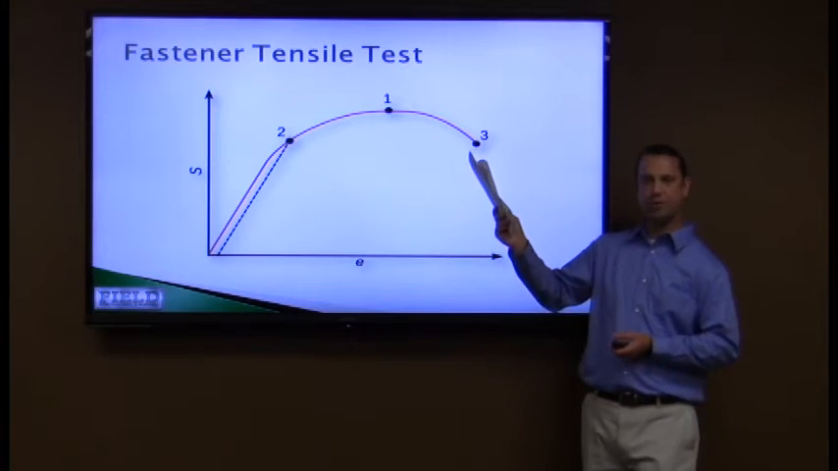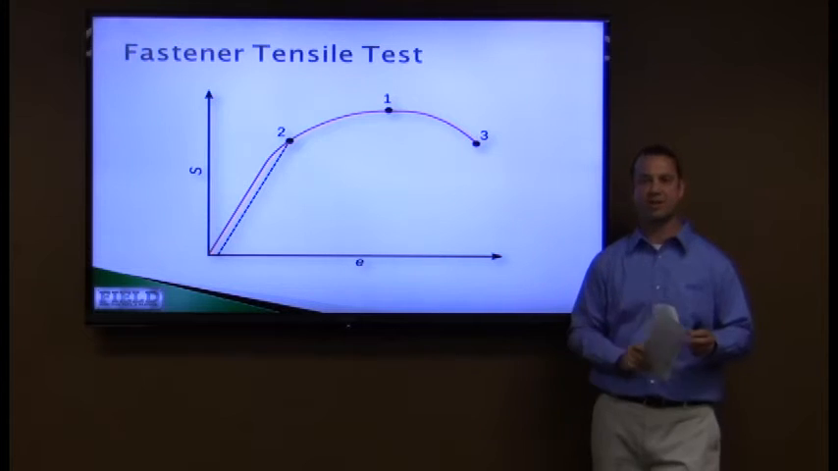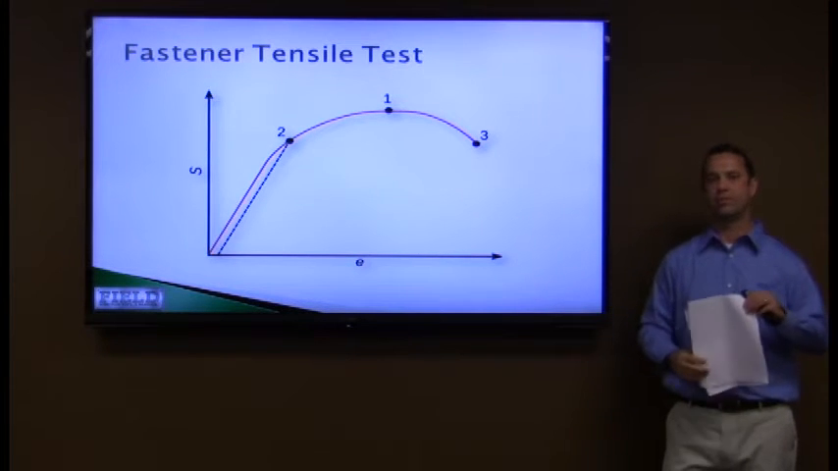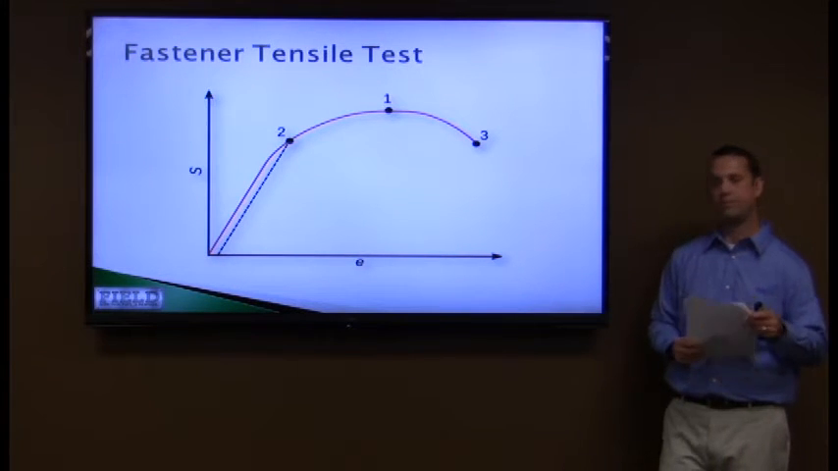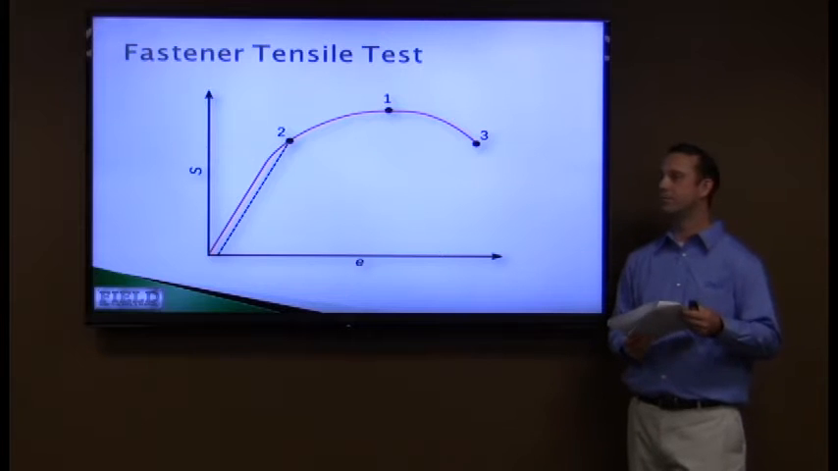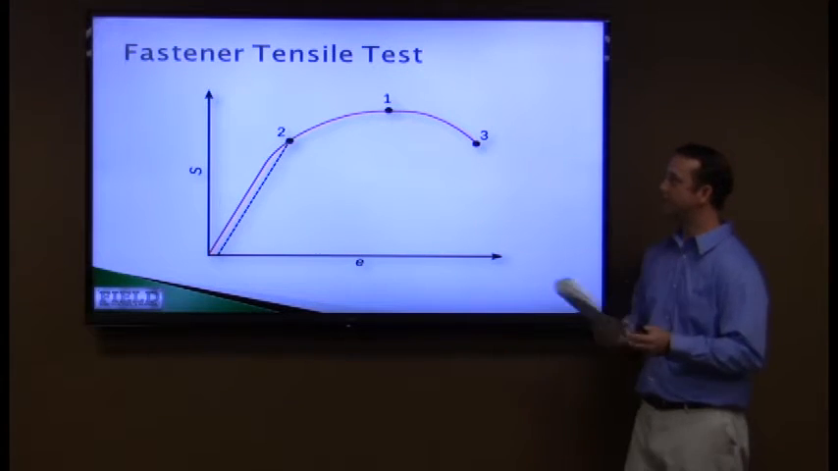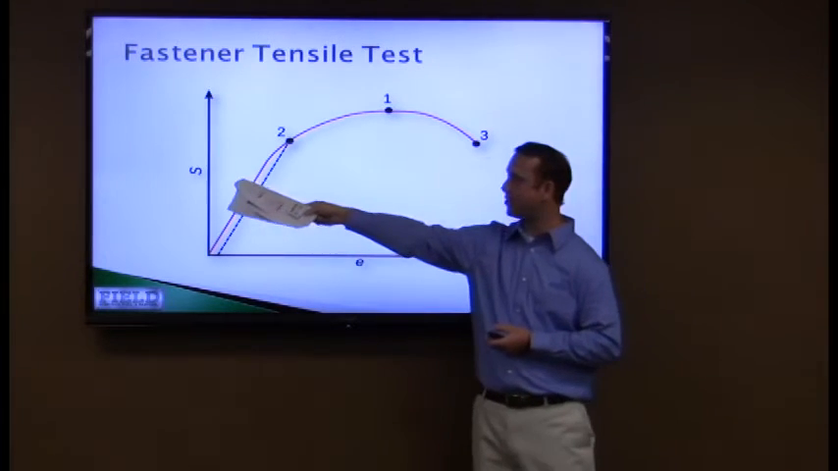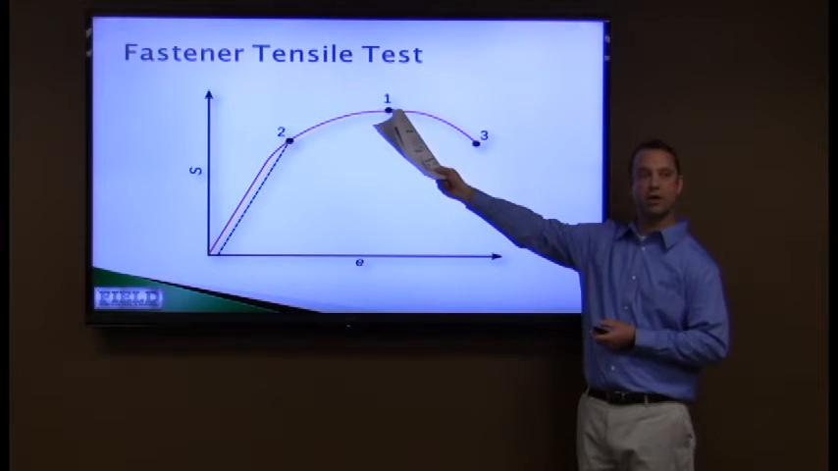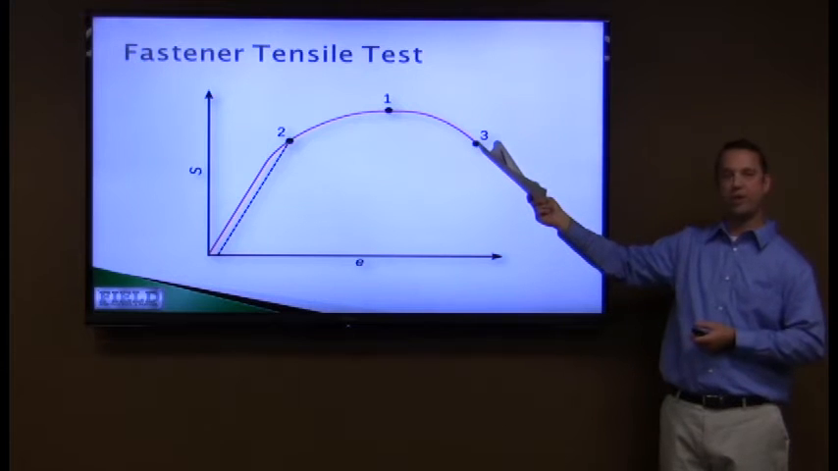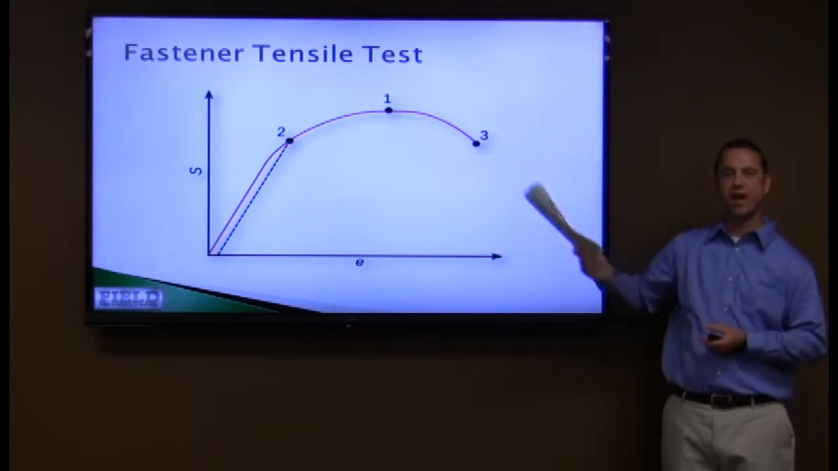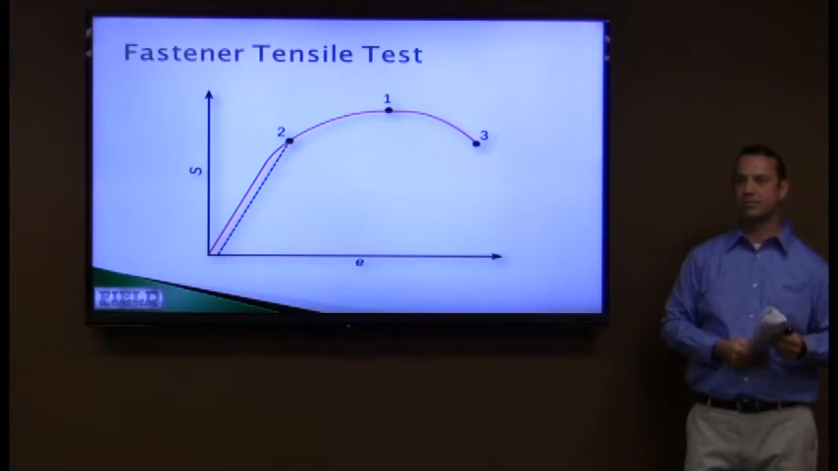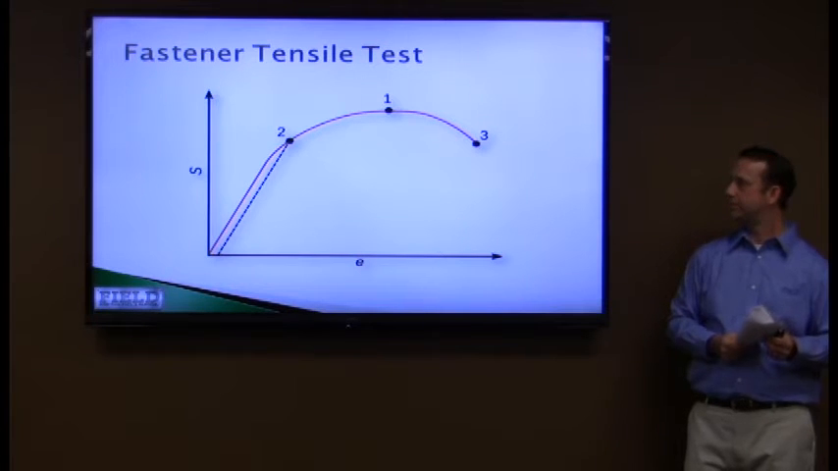Can anyone name what these points are? Which one would be your ultimate tensile strength on this graph? Point one. Number 1, correct. Yes, point 1 would be your ultimate tensile strength. This is the highest amount of stress this fastener has seen, right here. What would point 3 be? What happens at this location where the graph just stops right there? Randy? That would be where the fastener failed or the joint failed.